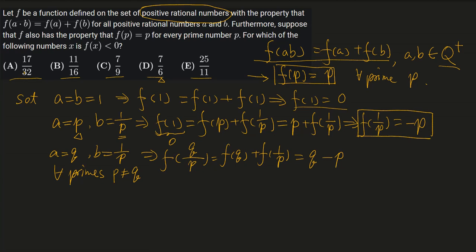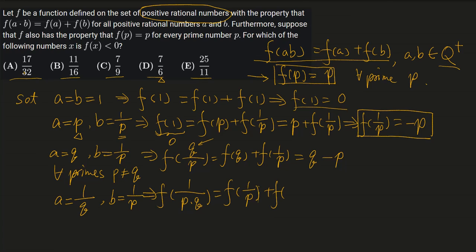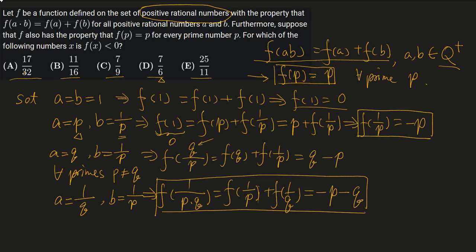Therefore, as long as the prime number in the numerator is smaller than the prime number in the denominator, we get a negative value. But as we said, this is not enough yet. So let's also try something else. Let's make a also a fraction. What if a is 1 over q and b equals 1 over p? Therefore, we have f of 1 over p times q equals f of 1 over p plus f of 1 over q, which equals negative p minus q. Good. With such results, these properties are sufficient to get the correct answer.